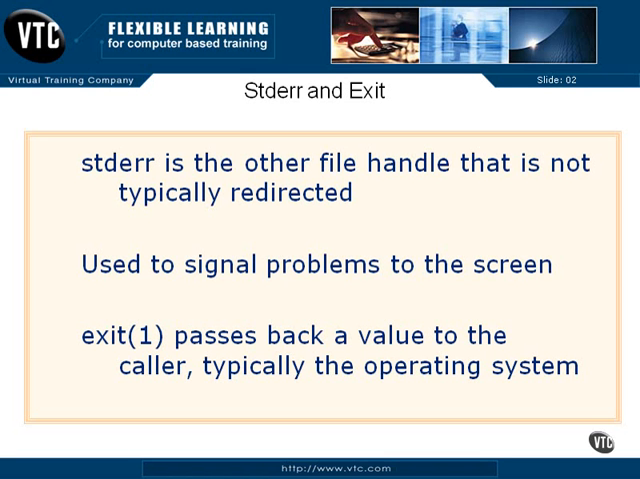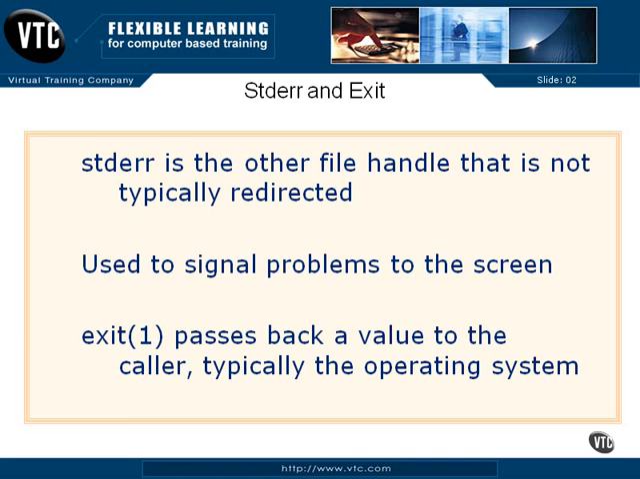Exit passes back a value to the caller, typically to the operating system. If you used to do some bat file programming, you know that you can test the return value of a program and decide what to do. If 0 came back, that normally says that everything was fine. If you want to pass some other value back, then the caller of your program will get that information back from you, and then it can decide if you told it everything went okay or if there was an error.